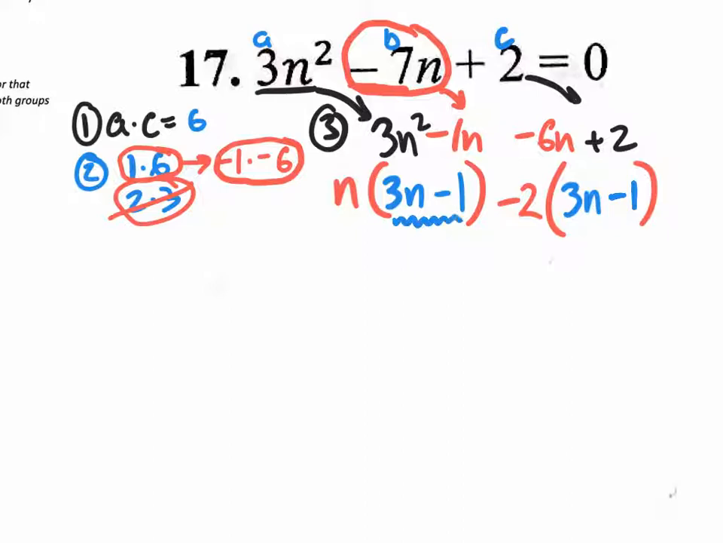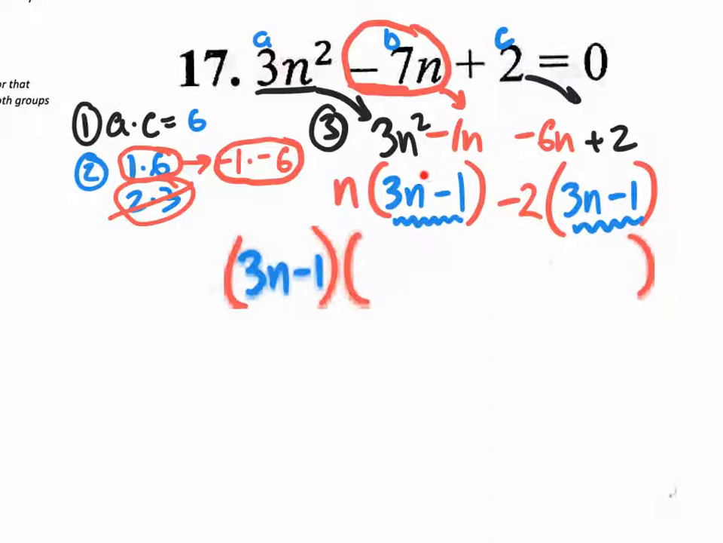Because you have a 3n minus 1 and a 3n minus 1. And now you can actually pull out those 3n minus 1s. If I pull out those 3n minus 1s that are in common in the first group and the second group, the n is going to be the only thing left over right there. And of course, if I take out this 3n minus 1, the negative 2 is the only thing that's going to be left over right here. So there you have it. We have factored using the multi-step process, the long way of factoring.